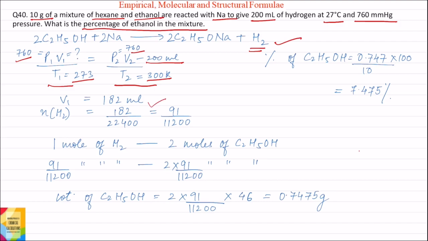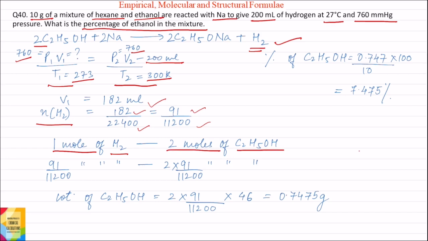Now we know the volume of hydrogen under standard pressure and temperature conditions, so from here we will get the moles of hydrogen, which is equal to the volume of hydrogen divided by the molar volume. Moles of hydrogen is equal to 91 divided by 11,200. Now if we look at the balanced equation, we can see that 2 moles of C2H5OH give 1 mole of hydrogen. So we can write that 1 mole of hydrogen is given by 2 moles of C2H5OH.